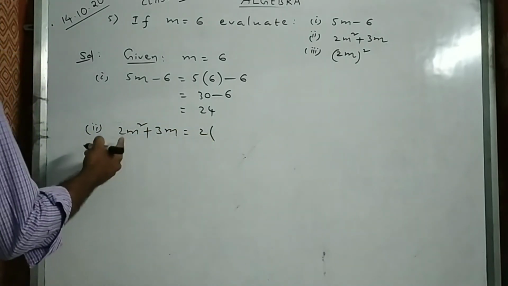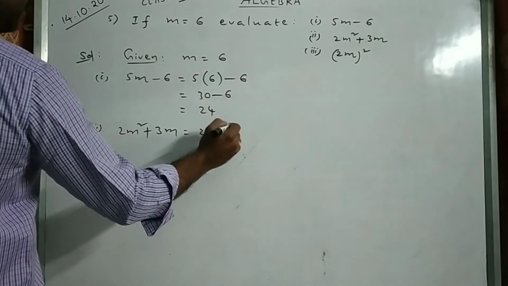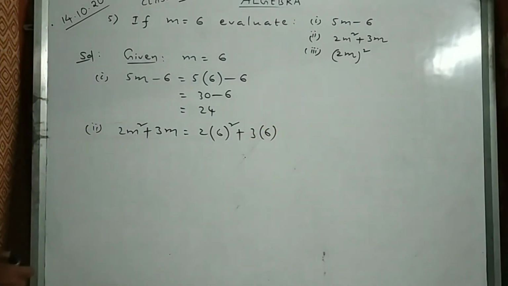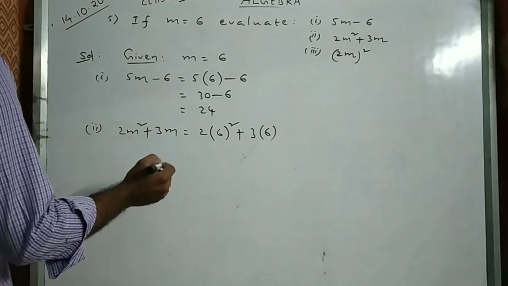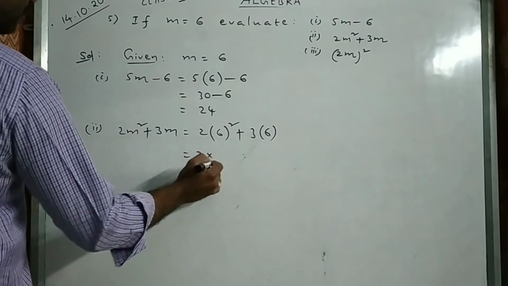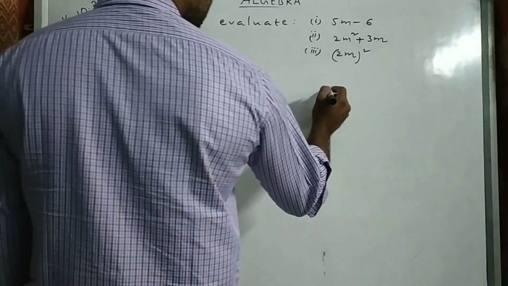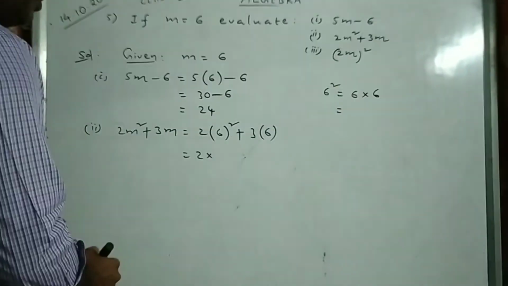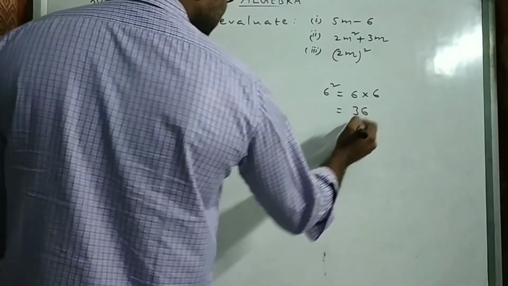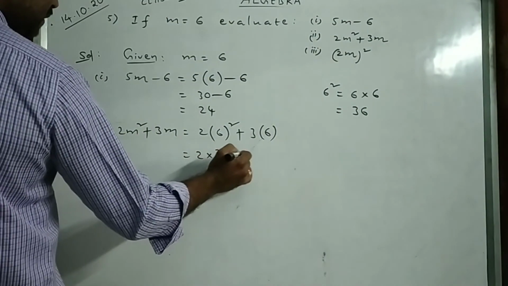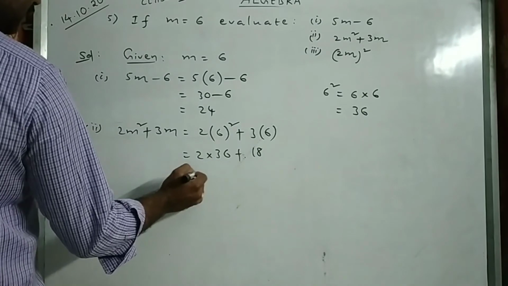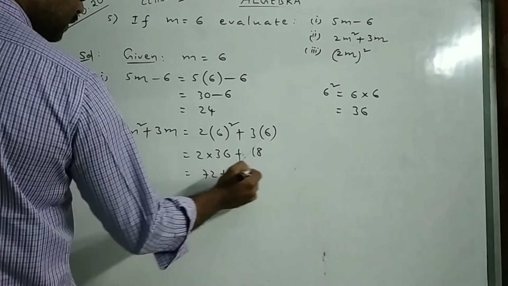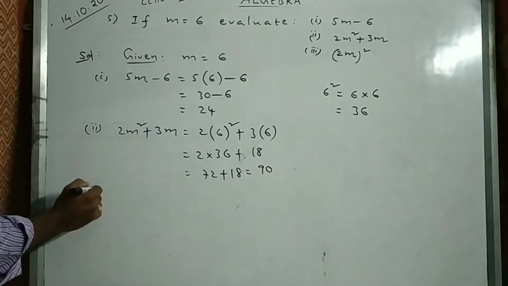Next one 2m square plus 3m. So in the place of m what should you keep? 6. So 2 into 6 square plus 3 into 6. In the place of m keep m equal to 6. So 2 into, what is the value of 6 square? I told you 6 square means 6 should be multiplied by 2 times. 6 into 6 36, plus 3 6s are 18. 36 2s are 72 plus 18. How much? 90. Okay.